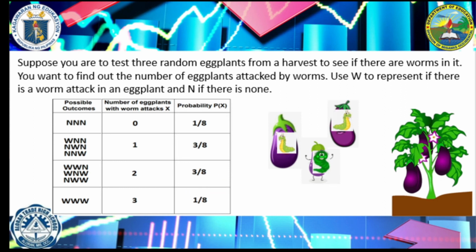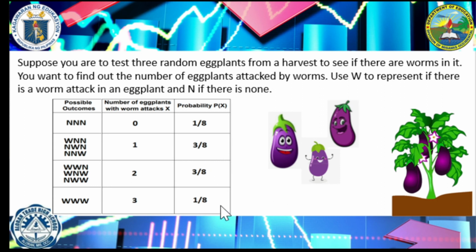Lastly, there is a possibility or a probability that all of the 3 eggplants have worm attack. So in this case, we put W, W, W. How many worm attacks? 3 worm attacks. So therefore, we put 3 in here. But how many possible outcomes? There is only one, having W, W, W.